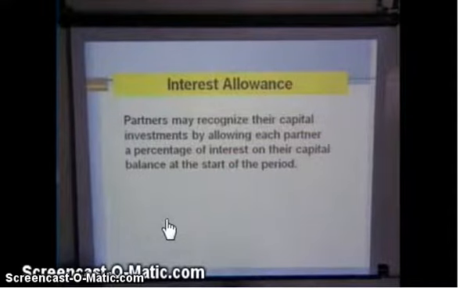Partners may recognize capital investments by allowing each partner a percentage of interest on their capital balance. So this encourages them to keep their money in capital also.